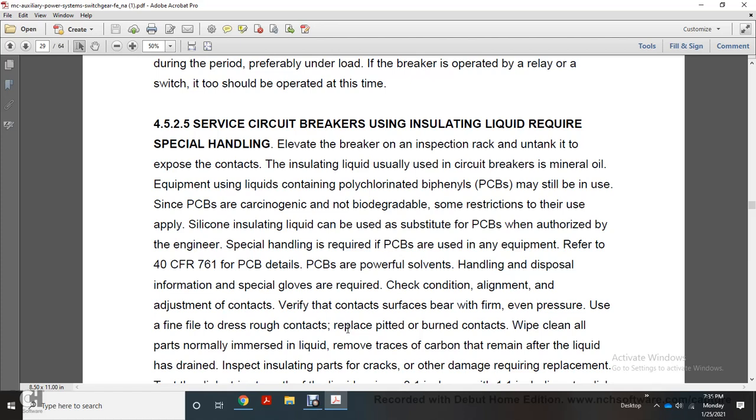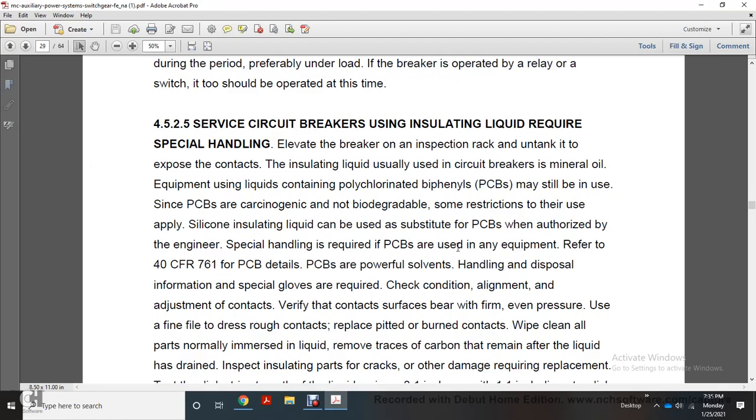Equipment using liquid containing polychlorinated biphenyls, or PCB, may still be in use. PCBs are carcinogenic and non-biodegradable, with some restrictions on their use. Silicone insulating liquid can be used as a suitable replacement. When PCBs are authorized by an engineer, special handling is required.